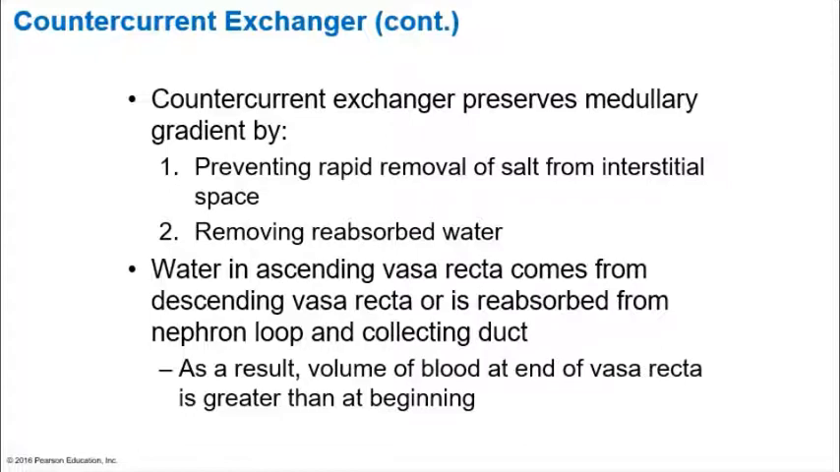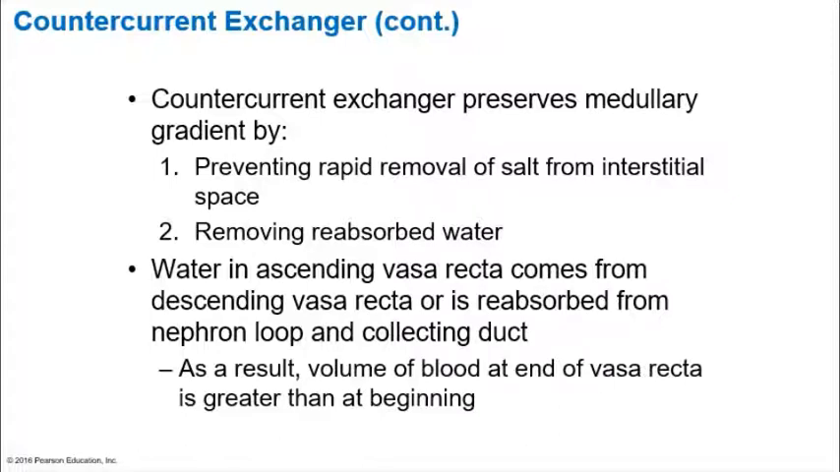So if you were to look at the blood in the vasa recta, when you look at the descending limb where it begins and the ascending limb where it ends, the volume of blood is going to be different. Turns out the volume of blood at the end of the vasa recta, at the end of the ascending loop, will be greater than at the beginning of the descending loop. Because along the way, you are reabsorbing any extra water from that interstitial fluid to keep the medulla concentrated.